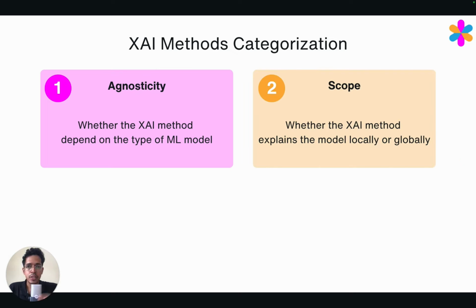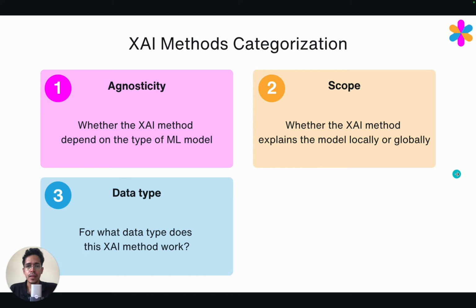Second way in which we can categorize the same methods is using scope. Scope means whether this method applies globally for the entire dataset or locally for a particular instance within the dataset. We'll also see details about what this exactly means. The third way in which you can categorize the same methods is through the data type, whether the method works for image data or text-based data or tabular data, etc. So this is another way you can categorize.